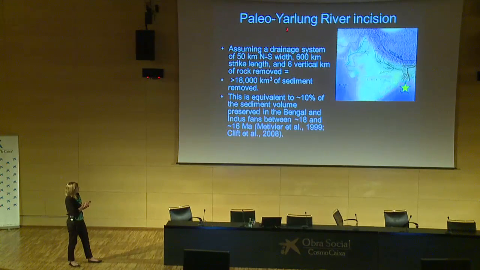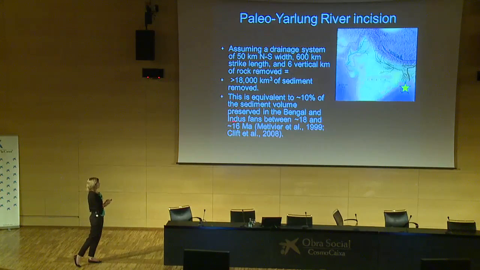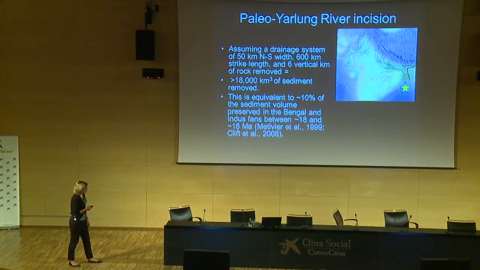And if you want to do that by Paleo Yarlung River incision, then assuming a drainage system of 50 kilometers north to south in terms of width, which is the minimum, a 600 kilometer strike length, that's the length of the Yarlung River today, and 6 vertical kilometers of rock removed, that's from thermochronology, you end up with over 18,000 cubic kilometers of sediment removed, which is equivalent to about 10% of the sediment volume preserved, for example, in the Bengal fan, which is a significant contribution to the Bengal fan, if that's correct.